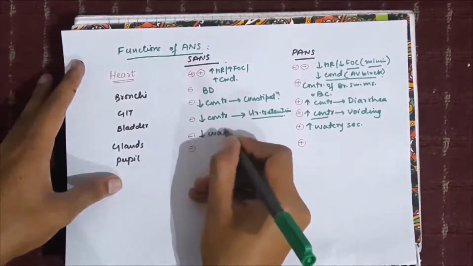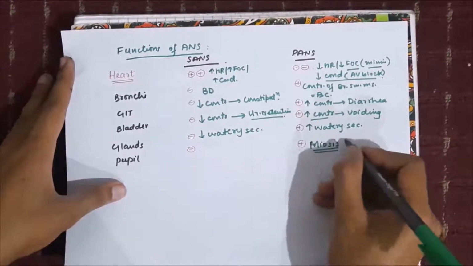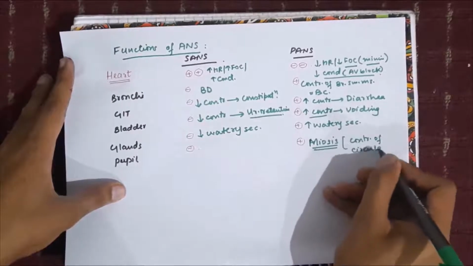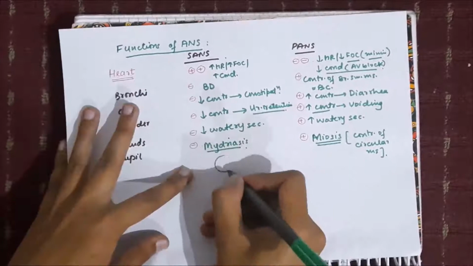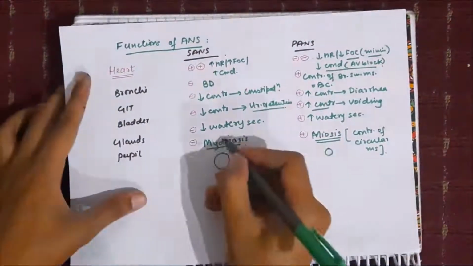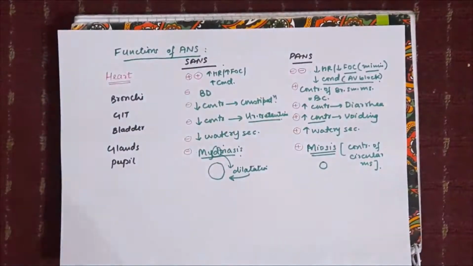Parasympathetic nervous system will cause increase in watery secretions of glands, whereas sympathetic will cause decrease in watery secretions. And in pupil, parasympathetic nervous system will cause contraction of circular muscles of iris, resulting in miosis, and sympathetic nervous system will cause mydriasis. Now, mydriasis contains the letter D, so D for dilatation. So in this case, pupil is dilated. That's how we can remember it.